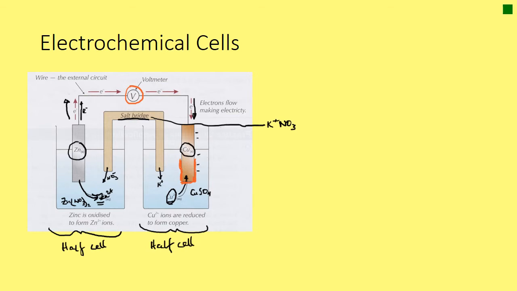Here's a diagram of one. So here we have two half cells. Let me just draw what we mean by a half cell. So this would be a half cell, and this would be the other half cell, and those two together make the whole cell. So that's the half cell where oxidation goes on, and this is the half cell where reduction goes on.